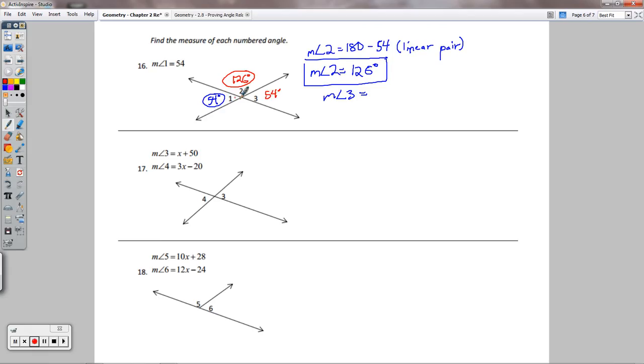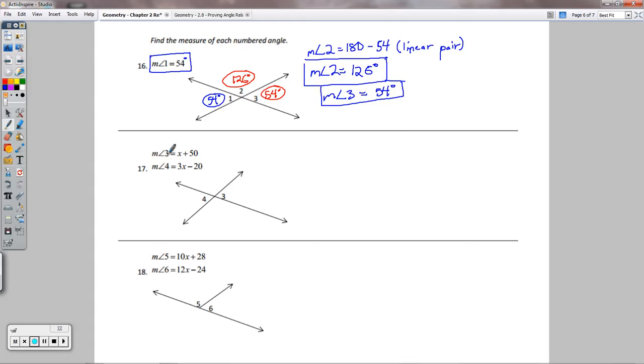1 and 3 are the same because they're vertical angles. So I could use a couple different reasons there if I had to justify what I was saying. So the measure of angle 3, also 54. It says find the measure of each numbered angle. Measure of angle 1 was given to us, so I'll just box that in over there. There's part of my answer, 54 degrees right there.